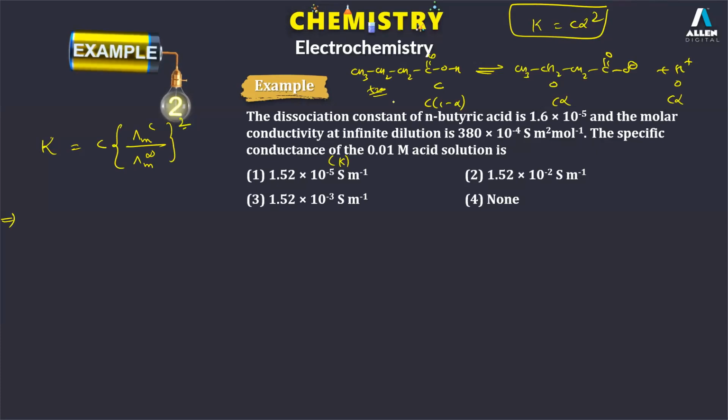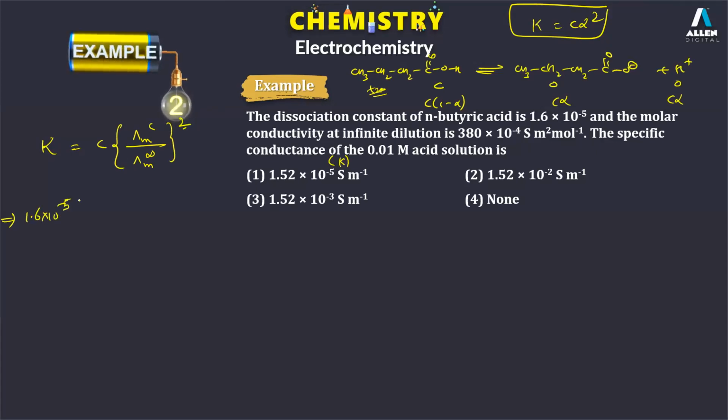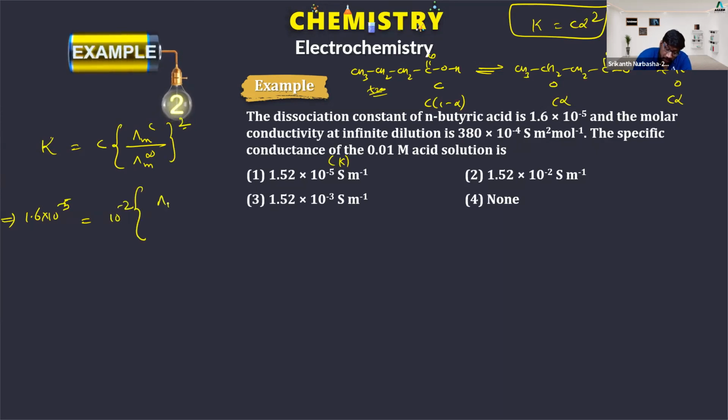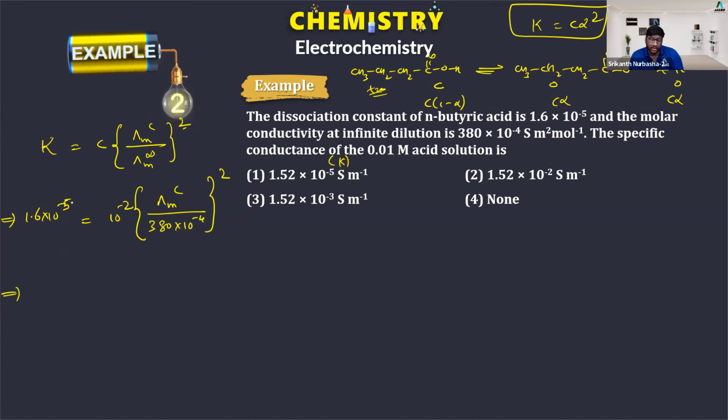What is the value of dissociation constant given? 1.6 into 10 power minus 5. What is the concentration given? 0.01 molar, that is 10 power minus 2. Molar conductance at any concentration we don't know. Molar conductance at infinite dilution is given as 380 into 10 power minus 4, whole power 2. I can write 1.6 into 10 power minus 5 as 16 into 10 power minus 6. 16 into 10 power minus 6 by 10 power minus 2 is 16 into 10 power minus 4.